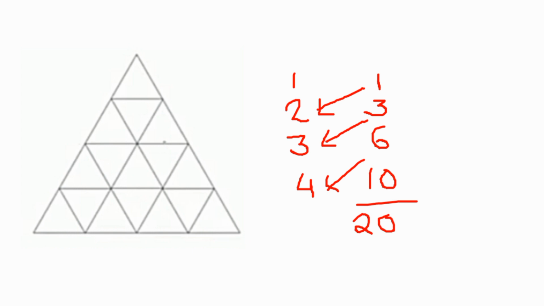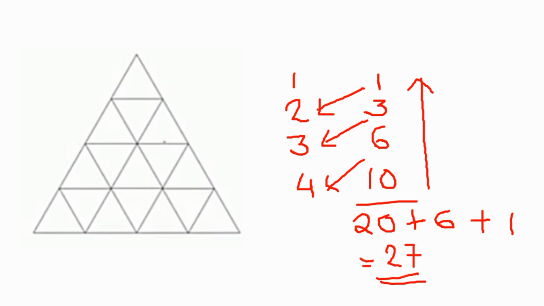Then what you have to do is just look from the bottom. Leave the first number. Then add the alternate numbers. That is, you have to leave 10, add 6, leave the next number, then add the next number, that is 1. So, you will get 20 plus 6 plus 1. That is 27 triangles are there.